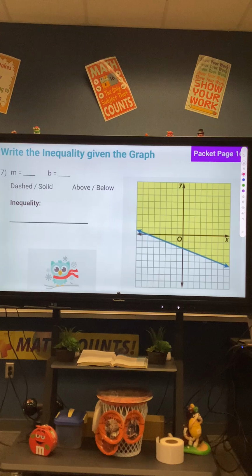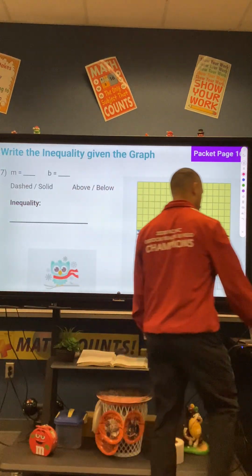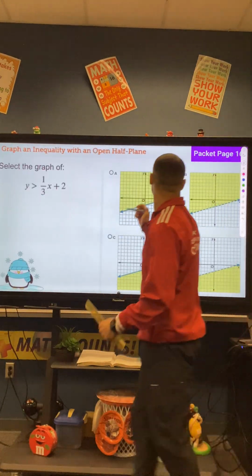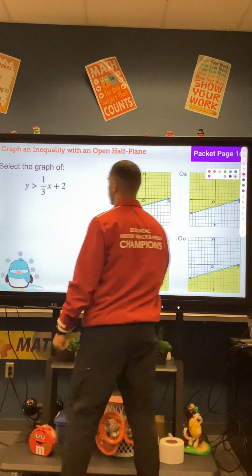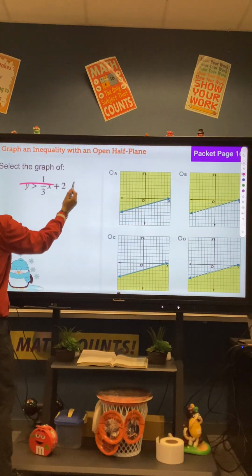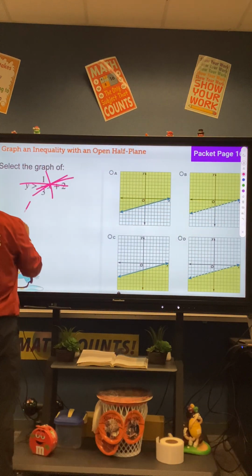Before I let y'all go. For this one, as you can see, all your options don't have a positive 2, it's a negative 2. So for this one, use this equation.